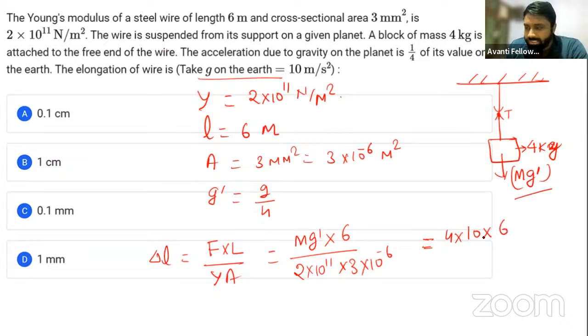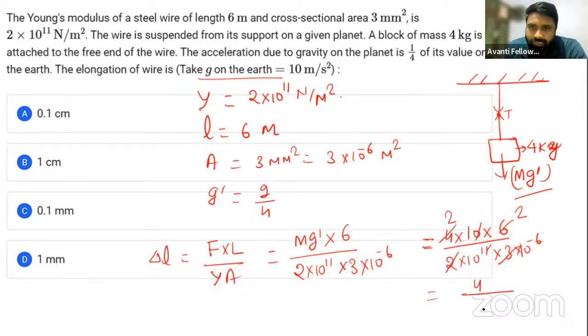So 4 into 10 into 6 divided by 2 into 10 raised to the power 11 and 3 into 10 raised to the power minus 6. 2 twos are 4, 3 twos are 6. This cancels out. So this will become 10 raised to the power 10. In the numerator we have 4. In the denominator, 10 raised to the power 10 minus 6 will become 4. So it is 4 into 10 raised to the power minus 4 meter.